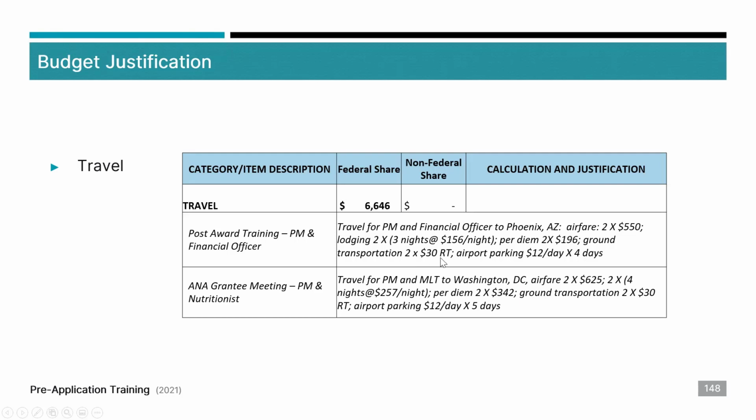That'd probably be from one person going from home to the airport. And then there's another person who's doing airport parking at 4 days at $12 a day. So if you add up all this, it will equal the amount that's included in the line item budget. And it's pretty much the same thing for the grantee meeting. It's going to Washington, D.C. Never mind that, it's a typo. And then all of these costs, the same thing will go and total up to what we're requesting in travel.